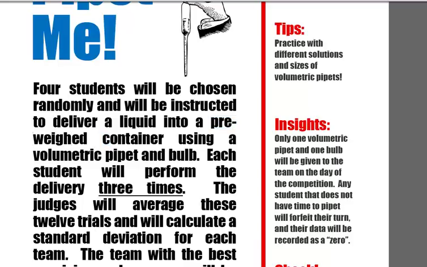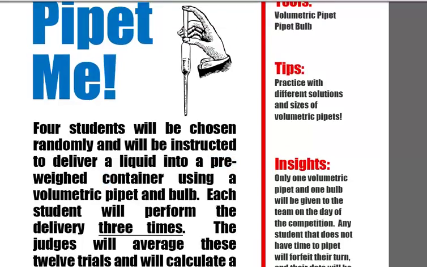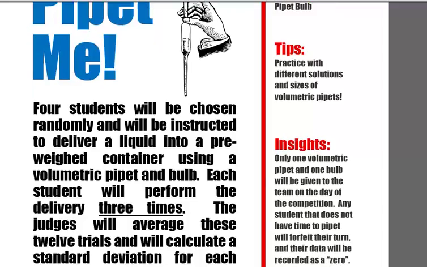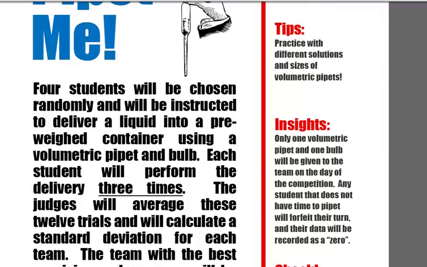We know what the solution is that you're going to be pipetting. Therefore, if you deliver 7 milliliters, we will know exactly if you delivered 7 milliliters or not, because we know the density of it. And we can calculate what the weight should be based on the volume that we tell you to deliver. So it says each student will perform the delivery 3 times.